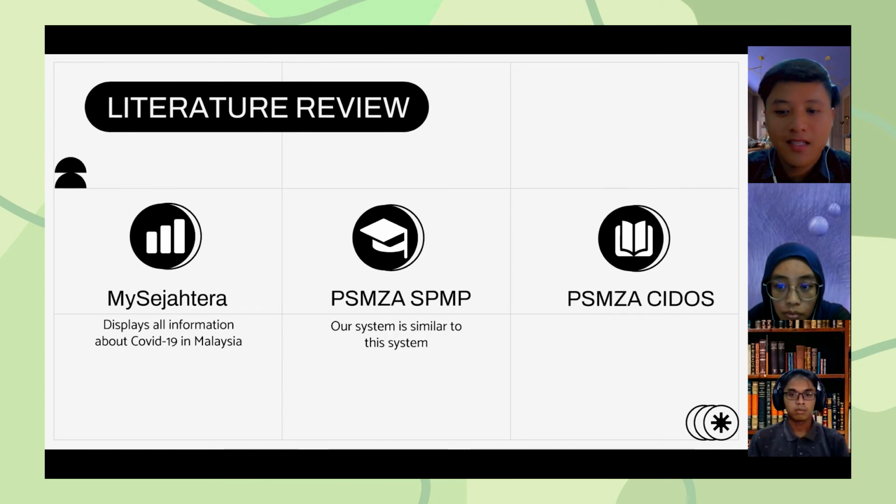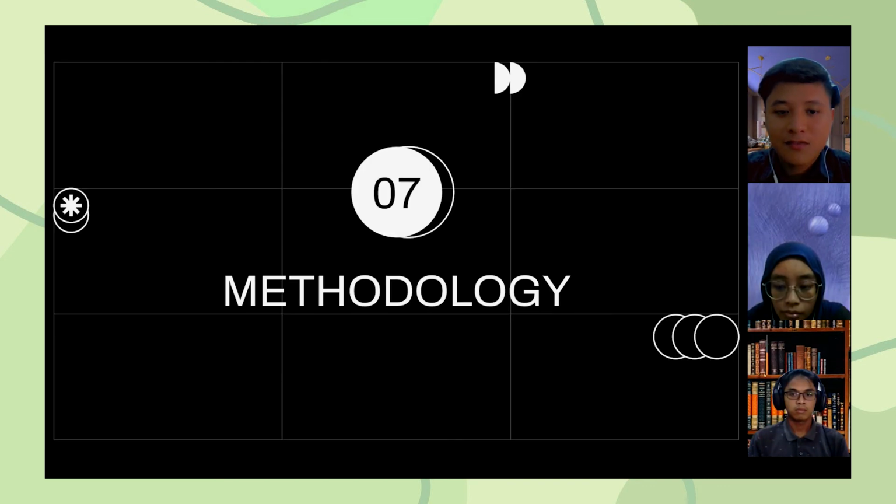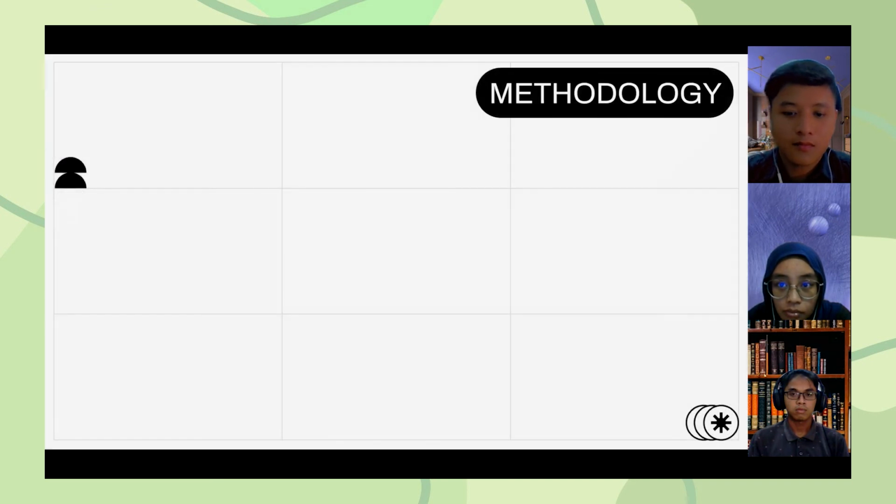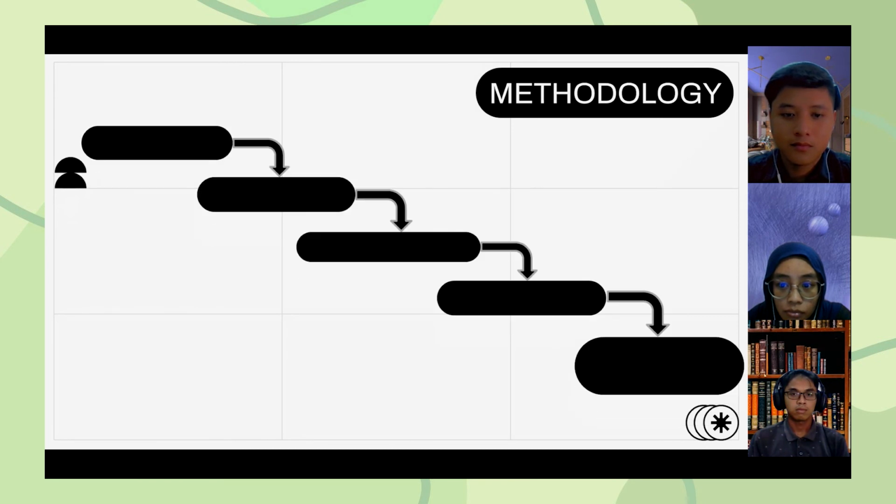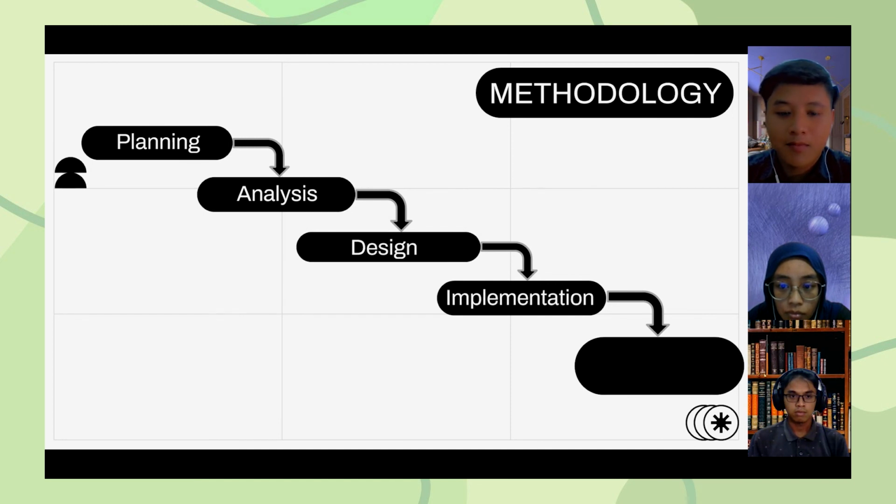Next is the PSMZA Learning CDOS system. The reason why we chose this website as our literature review is because this website generates more ideas for us to make our project more interactive. And the last one is methodology. We have five phases in methodology. The first one is planning. The second one is analysis. The third one is design. And then implementation. And the last one, operation and maintenance.